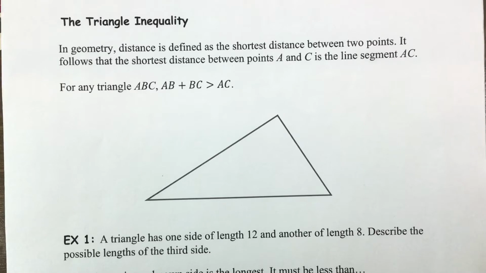The second triangle inequality that we're going to look at is typically referred to as the triangle inequality. Okay, and this one actually has nothing to do with the angles. It's strictly about the side lengths that we have here. In geometry, distance is defined as the shortest distance between 2 points. It follows that the shortest distance between points A and C is the line segment AC. So if we had two locations called A and C, the shortest distance between them would just be to draw a straight line from A to C and measure that length.